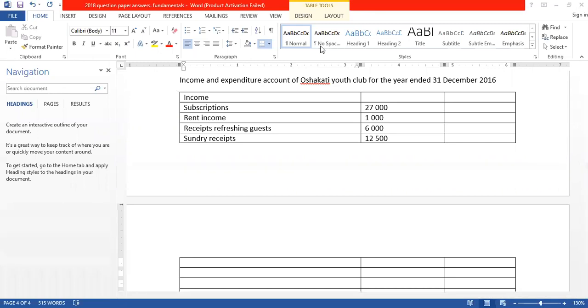So in this case, we'll have to add up all our incomes together. So let's quickly add up.